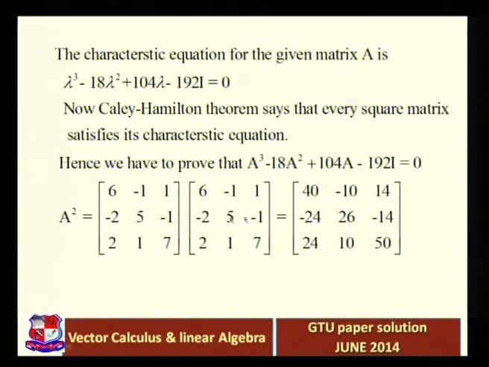How does this 40 come? Just pick up the first row of the first matrix, 6 -1 1, and multiply with the first column of the second matrix. With each and every coordinate, so 6 into 6, 36, plus -1 into -2, 2, plus 1 into 2, 2. So you will get 36 plus 2, so that is 40. Similarly, when we multiply the first row with the second column of the second matrix, you will get -10, and then multiplying with the third column you will get 14.